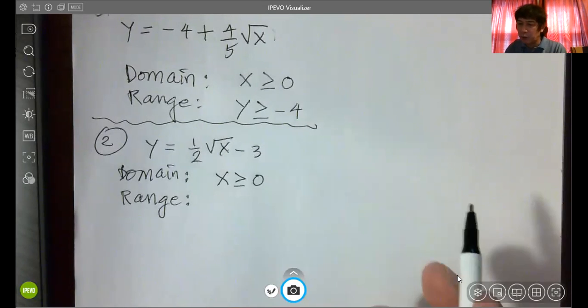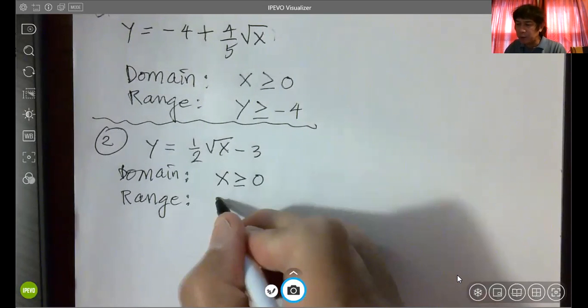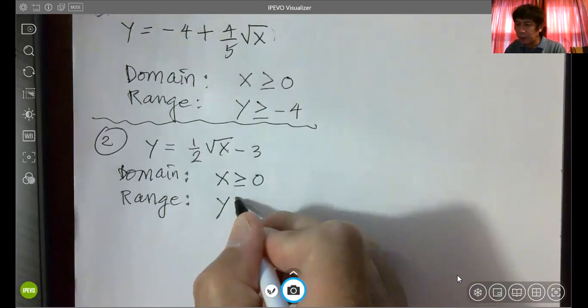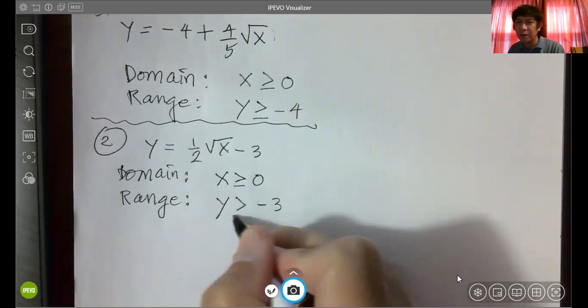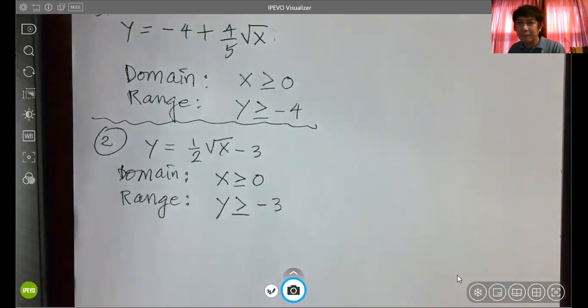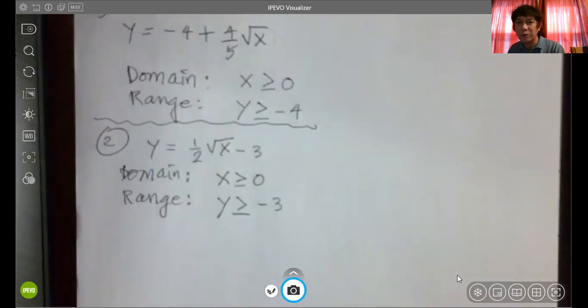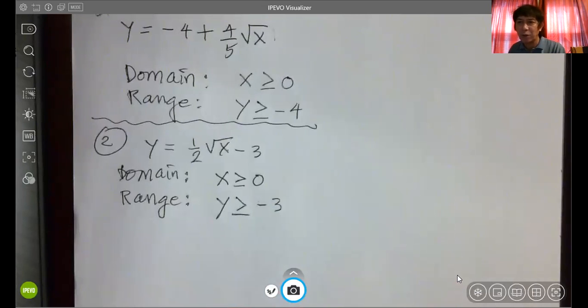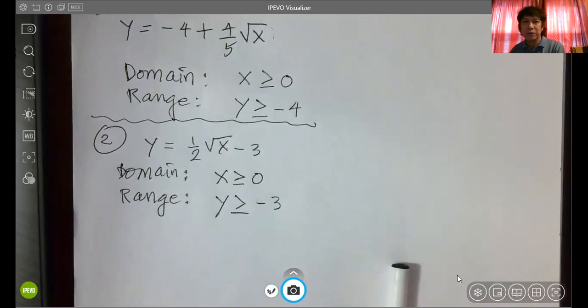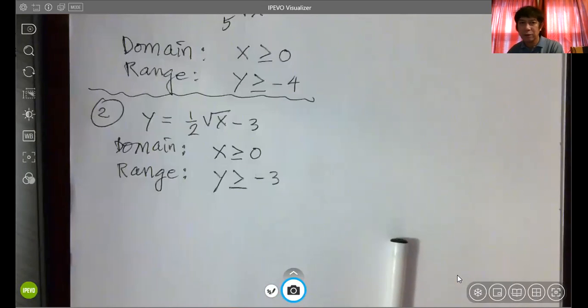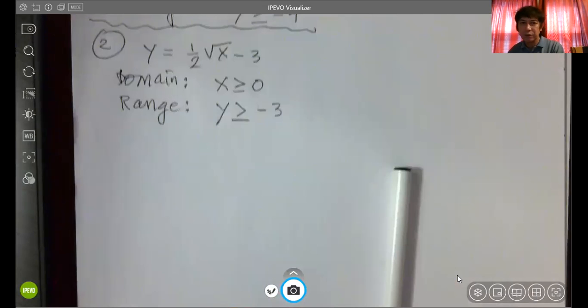So that means the range y starts with -3 and goes higher. That's the answer: y is greater or equal to -3. The lowest possible value for the range is -3. So this will be the answer for the domain and range for number 2. You shall be able to check this out.